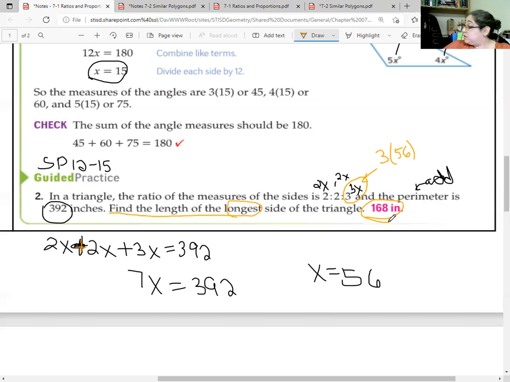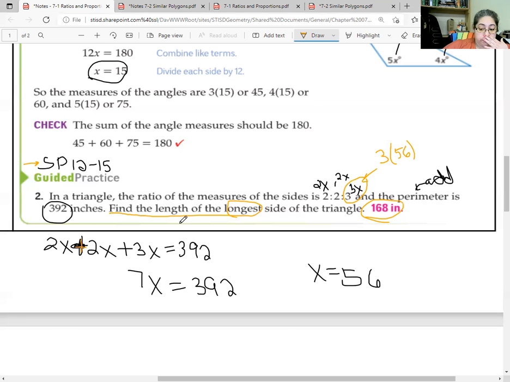Grab a calculator. 3 times 56. One on your phone. Yeah. All right, so we did pretty good. This is exactly how you do questions 12 through 15.